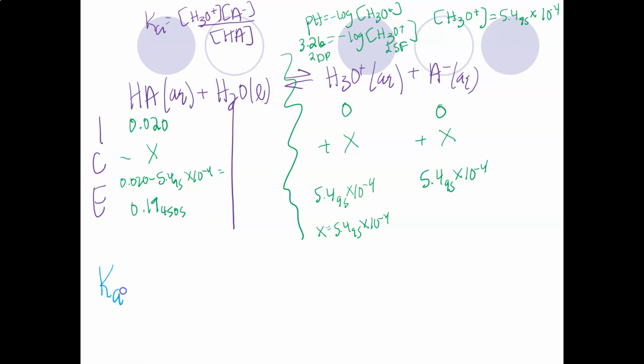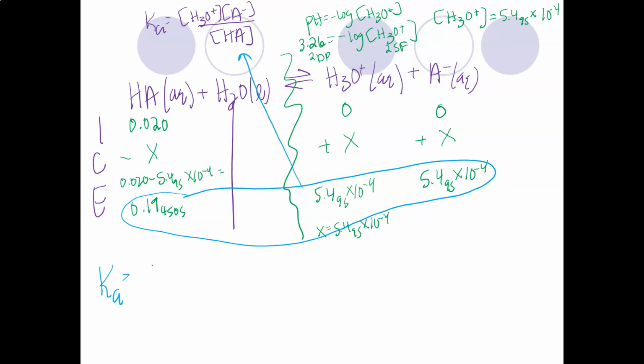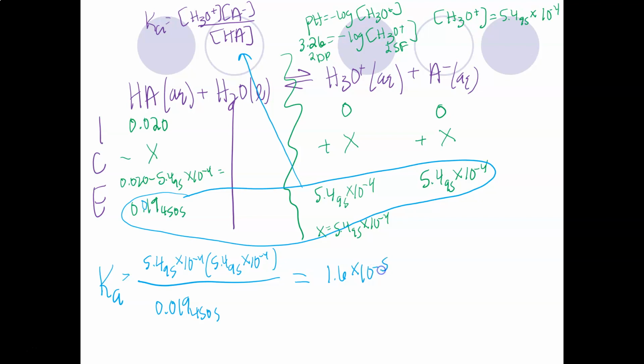So what I need to do is plop my equilibrium numbers into my Ka expression. So products, H3O plus times A minus over, I guess I don't have to do parentheses for this, 0.194505. When I do this, I'm going to have 2 significant figures for my answer, and I get 1.6 times 10 to the negative fifth. Okay. We didn't have to do the quadratic formula, so that's good.